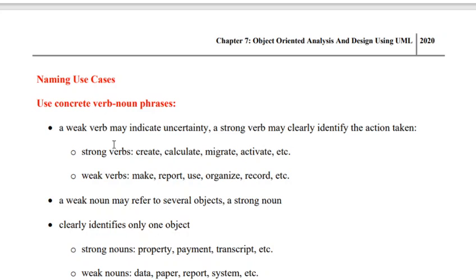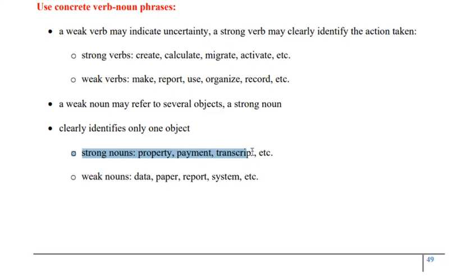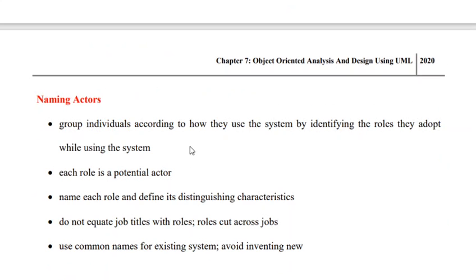Now, how to name use cases and how to name actors. Use cases are to be named using a strong noun-verb combination, as we have already learned. Strong verbs are create, calculate, migrate, and activate. Weak verbs are make, report, use, organize, record. Right? So we need to use a strong verb and a strong noun. Strong nouns are property, payment, transcript. Weak nouns are data, paper, report, system. So, for example, calculate payment is a very strong noun-verb combination. So that is the way use cases are to be named. Now, naming actors. Actors can be named as per the role they perform in context to the user.